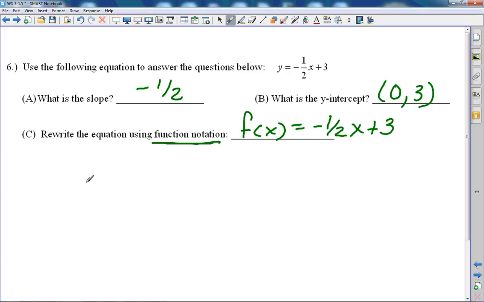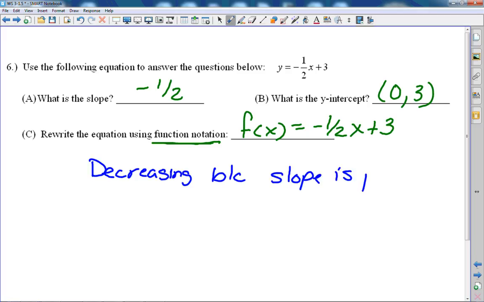Well, let's extend this a little bit. Is my line going to be increasing or decreasing? How do you know? My line is going to be decreasing. And I know because my slope is positive. Oh, what am I saying? Crazy me. Long day. My slope is negative.